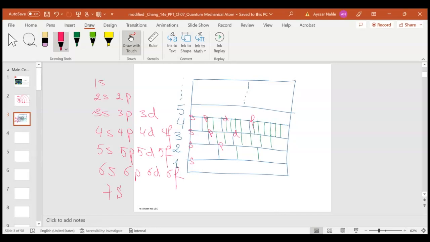That's enough for me. Now, how many people can live in S? 2 people. How many people can live in P? 6. How many in D? How many in F? 14. Perfect. Now, you will tell the manager, he has the first come, first served.